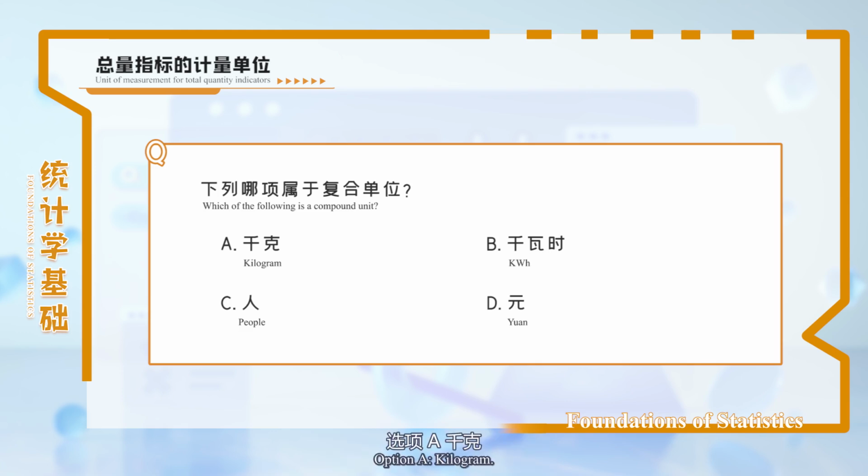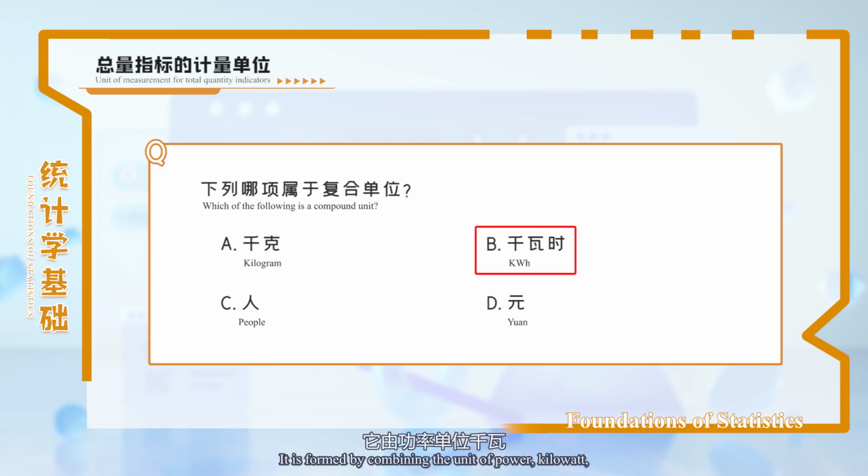Option A, kilogram. This is a single basic unit for mass, so it is not a compound unit. Option C, people. This is a natural unit for counting individuals, a single unit, not a compound unit. Option D, yuan. This is a single monetary unit, so it is not a compound unit either. Now look at option B, kWh, which stands for kilowatt hour. It is formed by combining the unit of power, kilowatt, and the unit of time, hour. This is a typical compound unit, therefore, the correct answer is B.